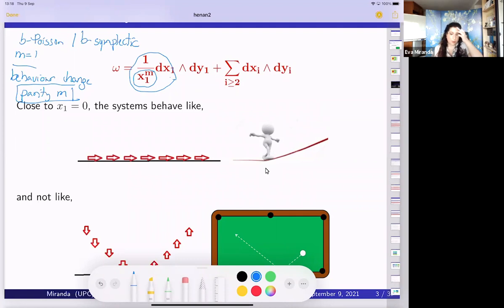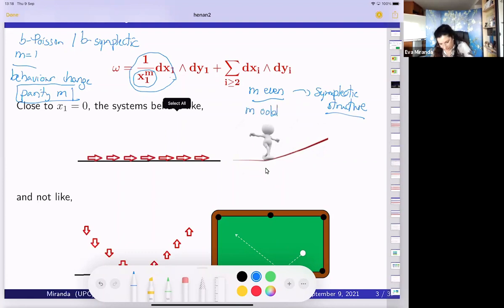Okay? So at the end of the class today, what I will see is that when M is even, if a manifold admits such a structure, it also admits a symplectic structure. This means that all the obstruction theory that applies for symplectic theory applies for even dimension, for even exponent. And when M is odd, this becomes a folded symplectic manifold. Folded symplectic manifold.